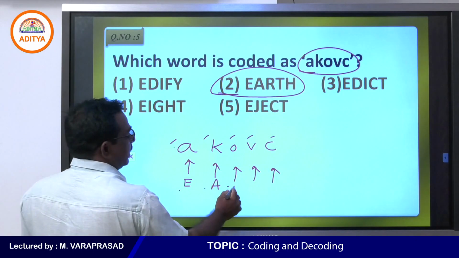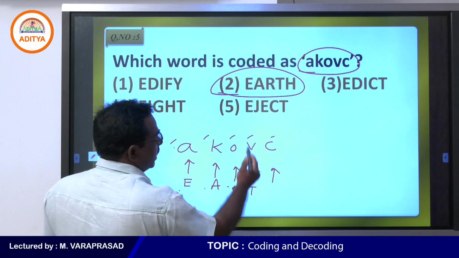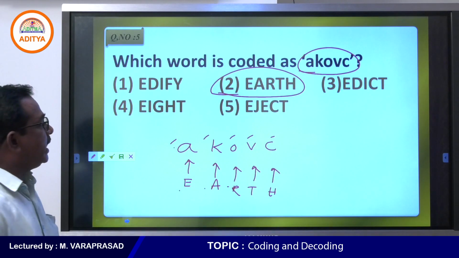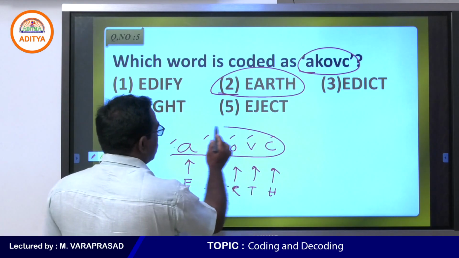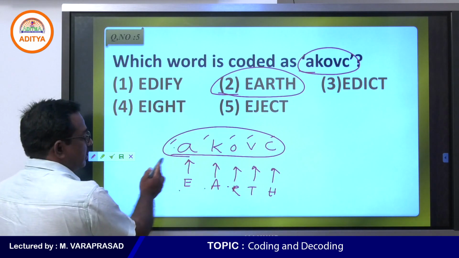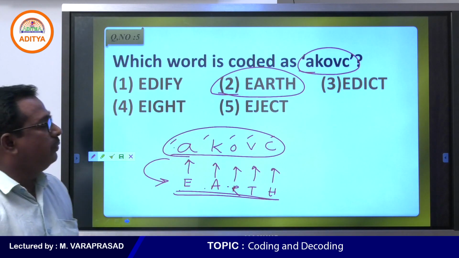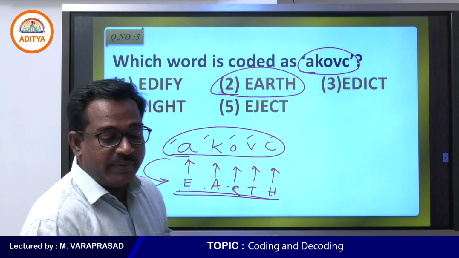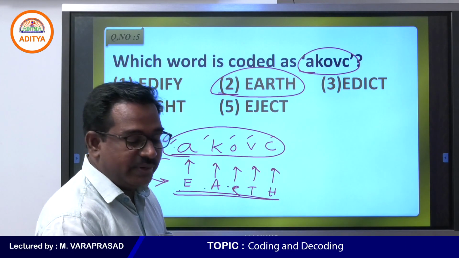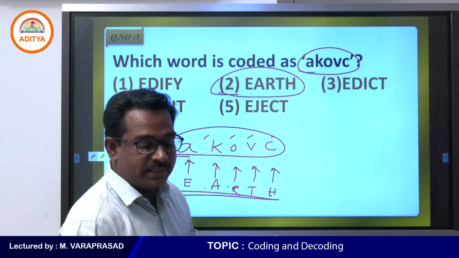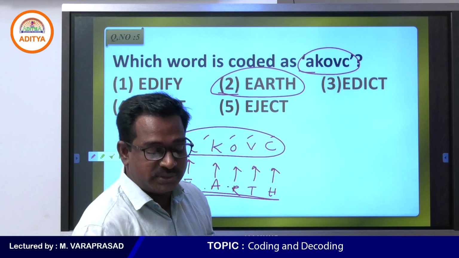So R is coded as O and T is coded as V and H is coded as C. Right? So AKOVC, this is the coded language. The word is coded as earth. Earth is coded as AKOVC. Yes, in the previous question, by comparing every letter we gave the code word there, but M is not there in the options. So that's why it was given as the first option, right?